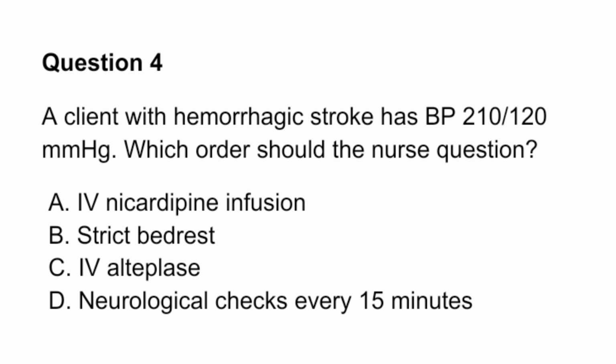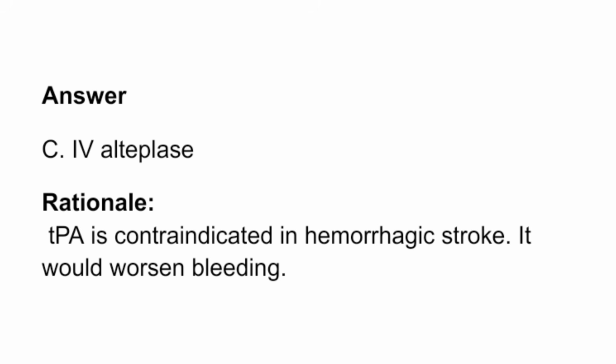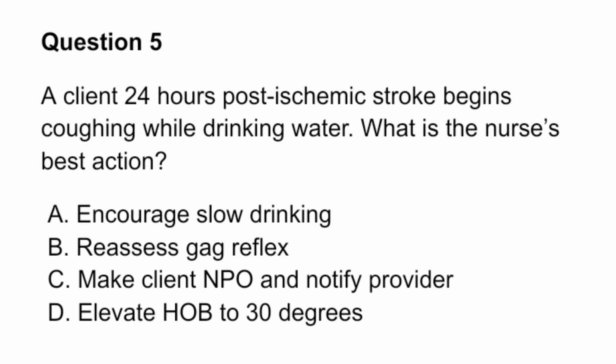Question 4. A client with hemorrhagic stroke has BP 210/120 millimeters of mercury. Which order should the nurse question? A. IV nicardipine infusion. B. Strict bed rest. C. IV alteplase. D. Neurological checks every 15 minutes. Answer. C. IV alteplase. Rationale. tPA is contraindicated in hemorrhagic stroke. It would worsen bleeding.